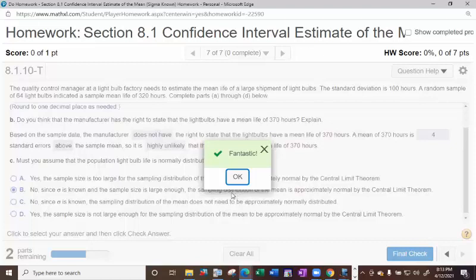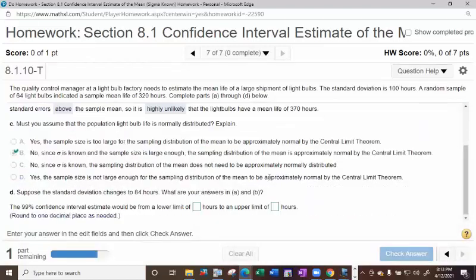Oh, that's one I should have clicked to begin with. Never mind. Yeah, that's obviously right. But the large enough means being more than 30. Sorry about that.